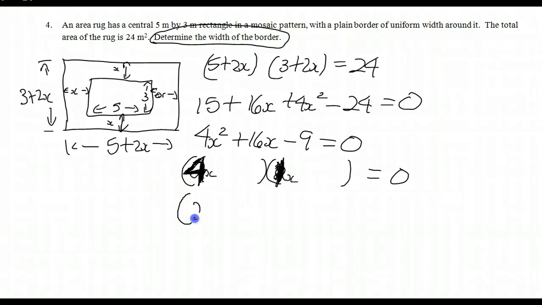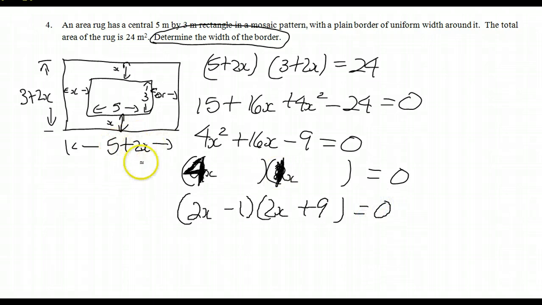Well, maybe it is 2x and 2x. So how about I put a plus 9 and a minus 1? And actually, I think that's going to do it. So never mind changing your mind. Okay, that's a guess. Let's check it. We got 4x squared plus 18x minus 2x is plus 16x minus 9. Great, that's exactly what we want.